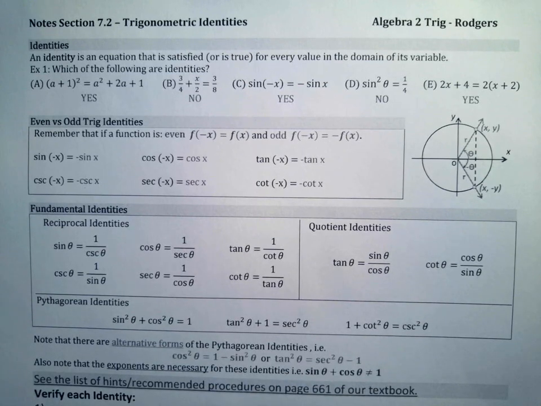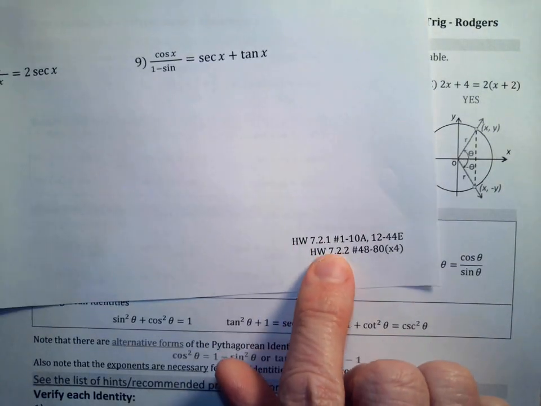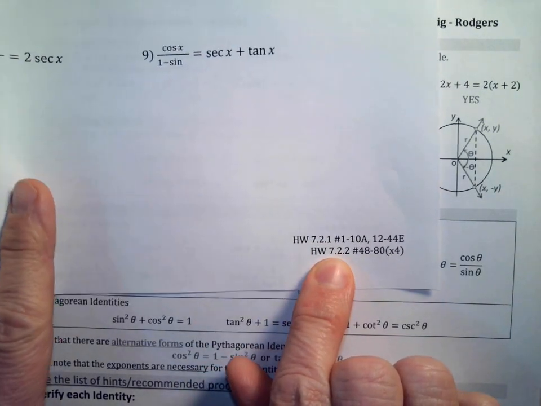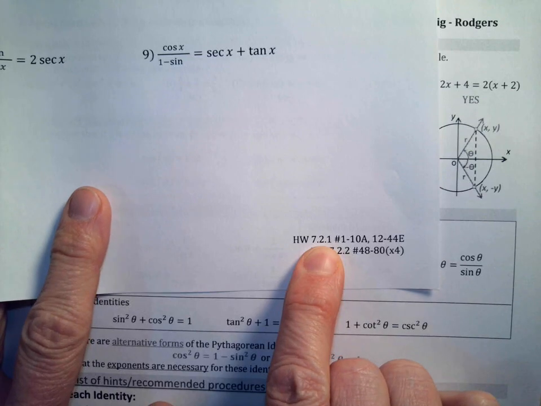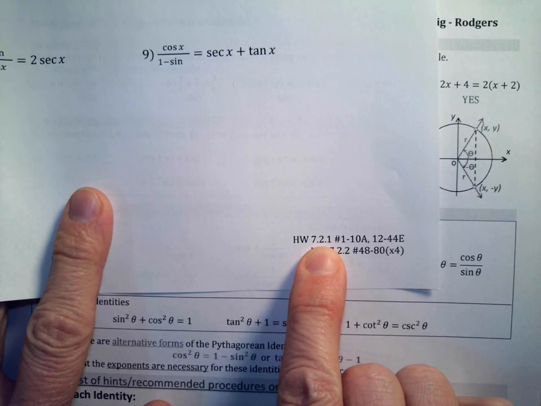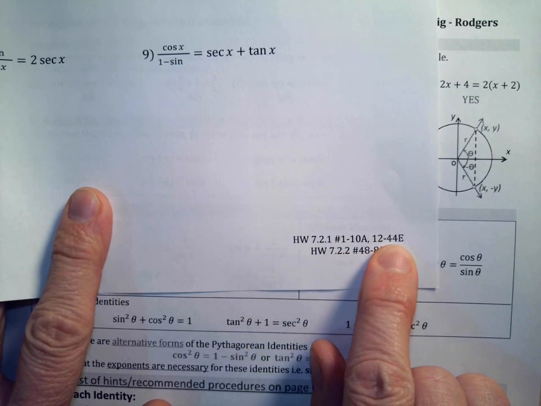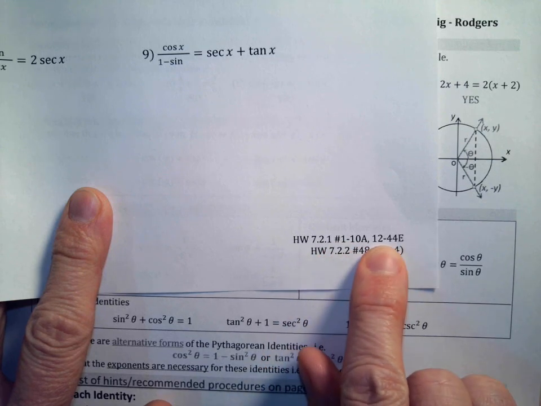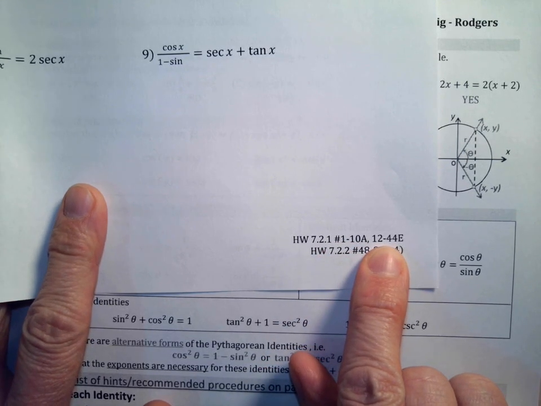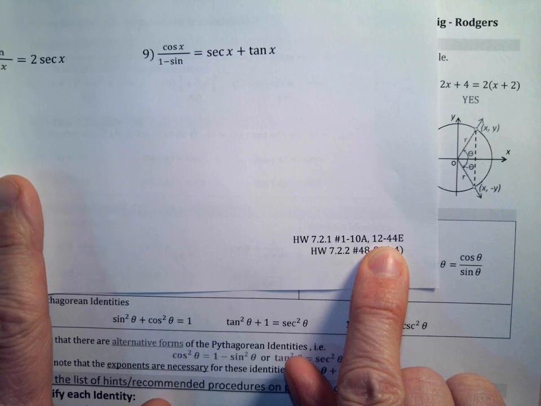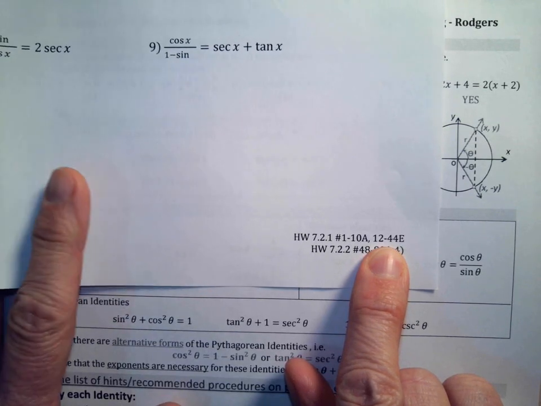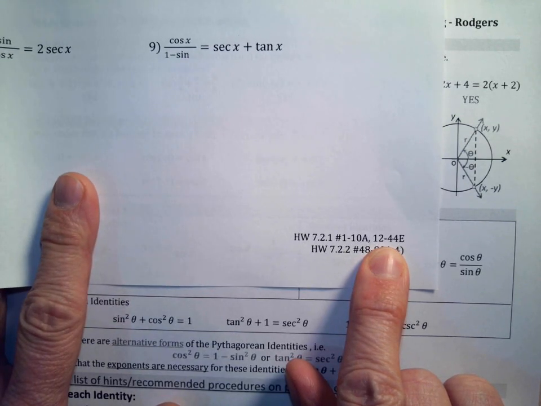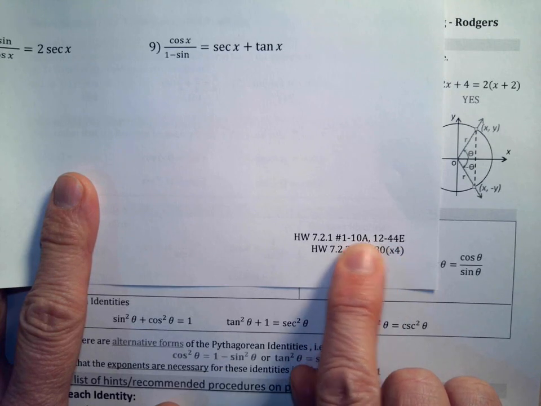Now, the homework for this section, there's two homeworks, so we're going to do this over 2 days. So the first homework assignment, 7.2.1, is not actually doing any identities. It's kind of more similar to the homework from 7.1, where they're just trying to get you to simplify some of the trigonometric expressions that were given.